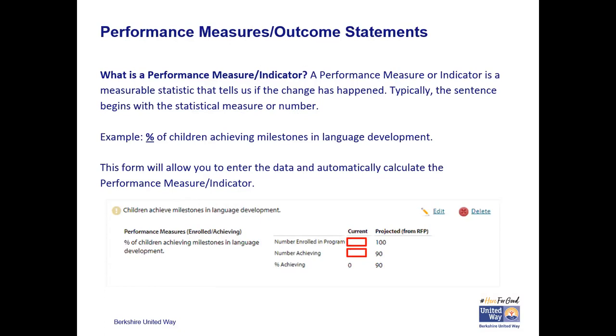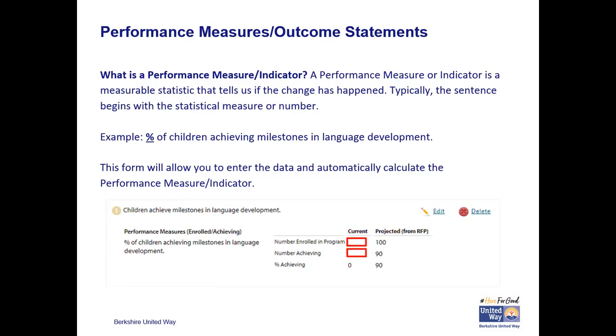So I love CImpact because it really puts it all together for you in one screenshot, as you'll see at the bottom of the screen. You'll see your outcome statement, children achieve milestones in language development. You'll see the performance measure as the percent of children achieving. And now you know where to enter your data. You want to enter your current data for the number of children enrolled in your program, and then the number that's achieving this performance measure.